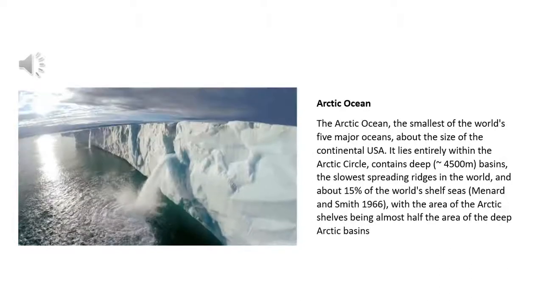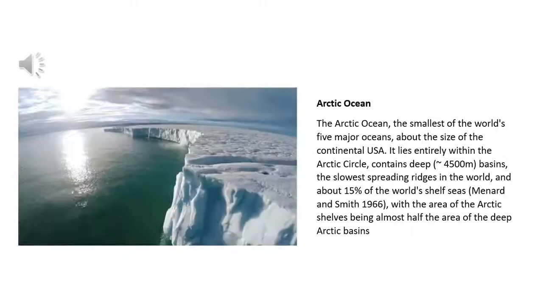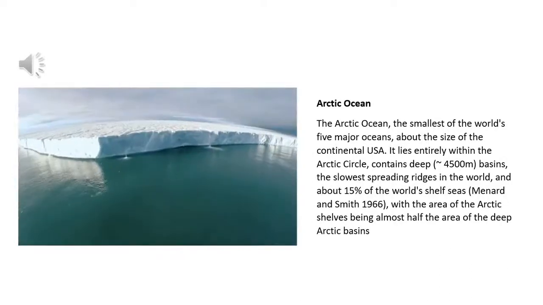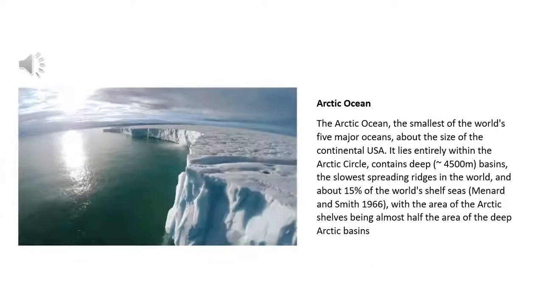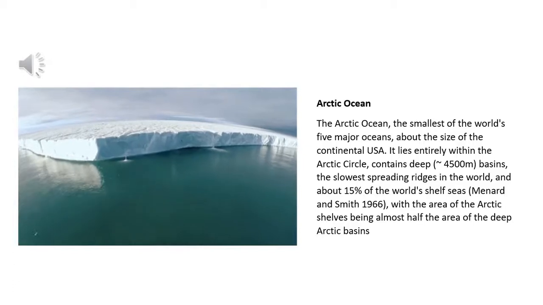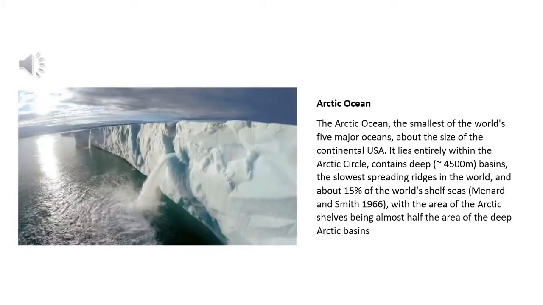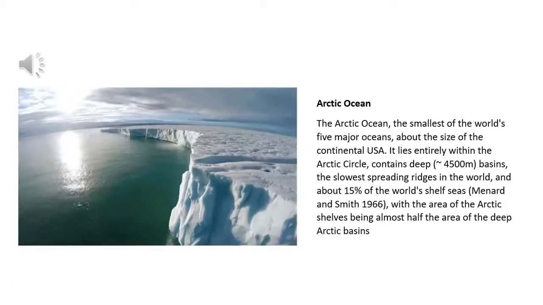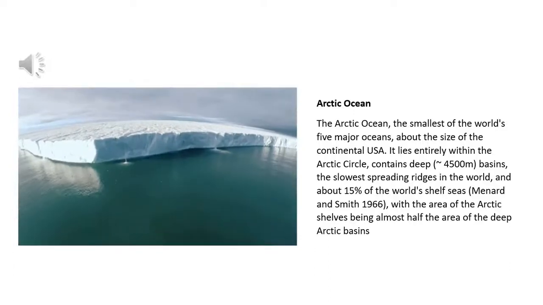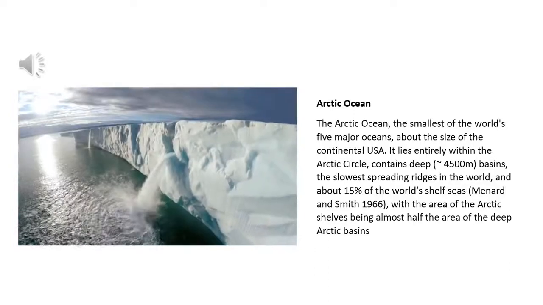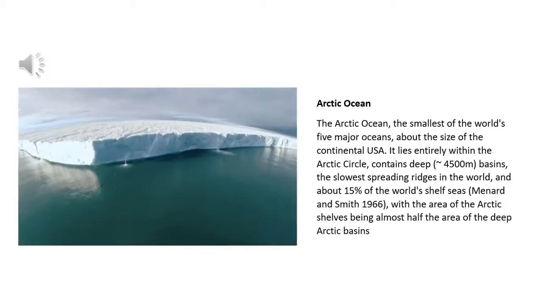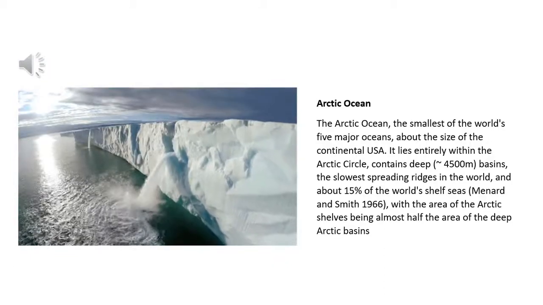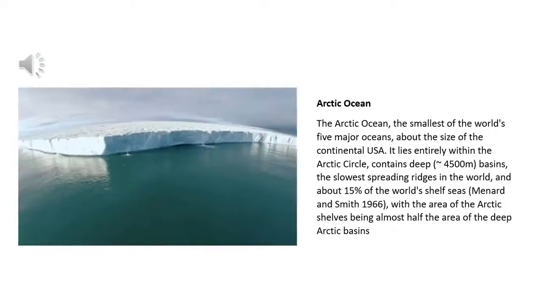Arctic Ocean. The Arctic Ocean, the smallest of the world's 5 major oceans, is about the size of the continental USA. It lies entirely within the Arctic Circle, contains deep, 4,500 m, basins, the slowest spreading ridges in the world, and about 15% of the world's shelf seas, Menard and Smith 1966, with the area of the Arctic shelves being almost half the area of the deep Arctic basins.